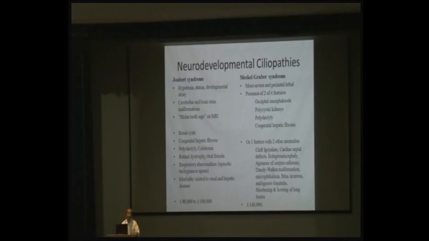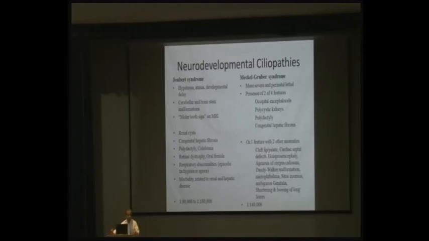And the prevalence is around 1 in 80,000 to 1 lakh. Then Meckel-Gruber syndrome. This syndrome is due to mutations in a different gene from Joubert, but the phenotype is almost similar, an overlapping phenotype, but it is more severe and is lethal perinatally. And this is characterized and diagnosed by the presence of 2 of the 4 features in the form of occipital cephalocele, polycystic kidneys, polydactyly, and congenital hepatic fibrosis.